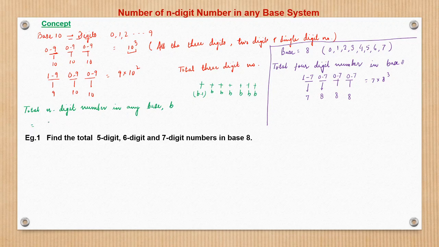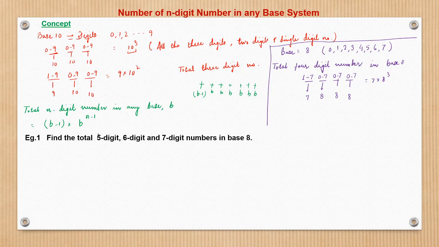So this will be b minus 1 into b raised to power n minus 1, right? Total n digit numbers. If it has to be an n digit number, the first place has to be a positive integer, it cannot take 0, so therefore b minus 1 values. The rest of the places can have all the values from 0 to b minus 1, which will count to b digits. So b digits n minus 1 times, so b raised to power n minus 1.